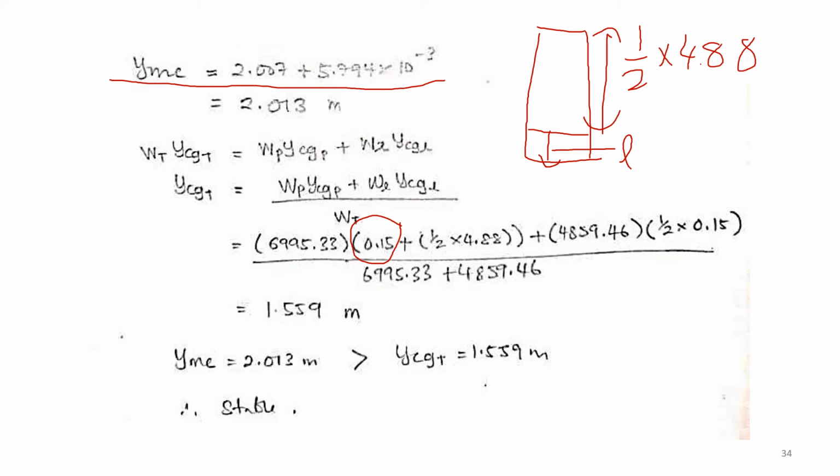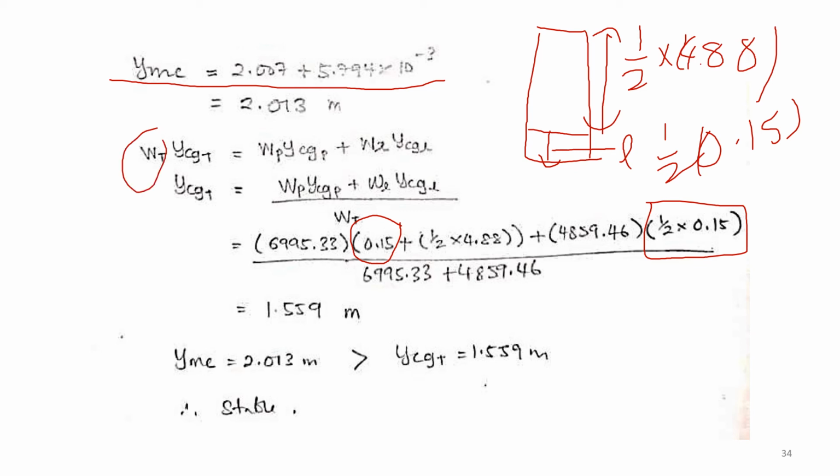Okay, and then another YCG for lead, just half of the length, so half of the length, 0.15. Then the weight total we can bring down. So we get the YCG is 1.559. Then we can compare to the YMC. So the conclusion is YMC is larger than YCG, so the object is stable. So the combination of lead and pine is stable.